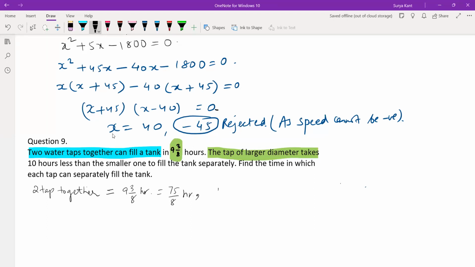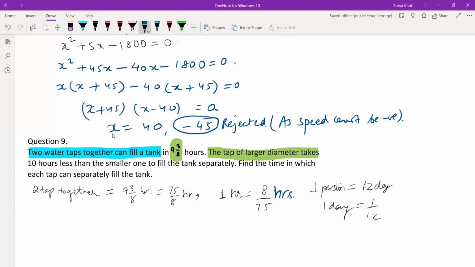In 1 hour, how much will fill? 8/75. One example I'm giving: one person takes 12 days to finish a work, right? So in 1 day, how much can he finish? 1/12, because there are 12 parts. In 1 day, he can finish 1 out of 12. Clear? Then only, every day just keep on doing the work. Similarly, if 2 taps can fill the tank in 75/8 hours, then in 1 hour they'll finish 8/75.